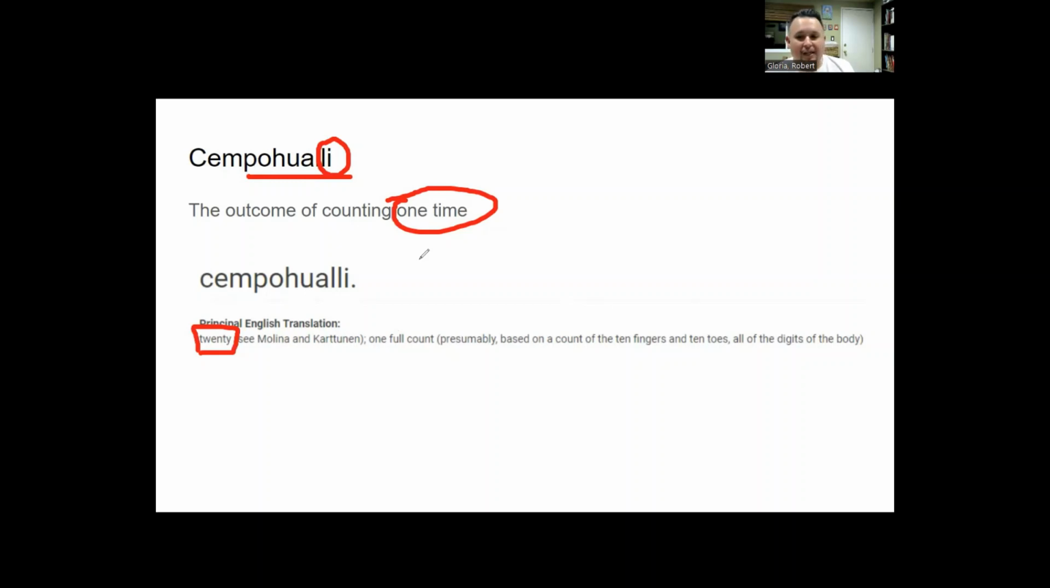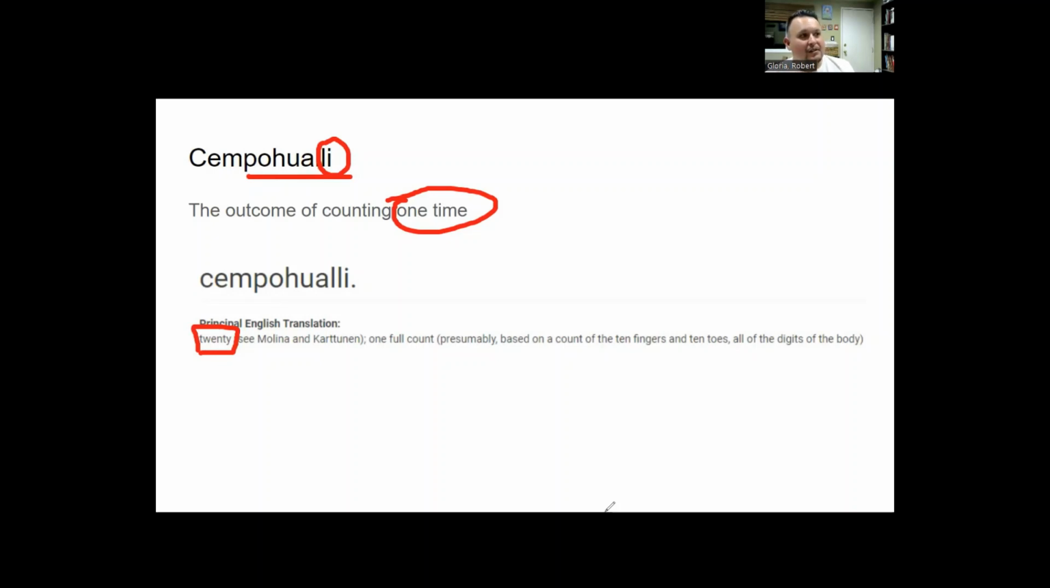You have sempohualli, 1 se, 21. Sempohualli, 1 ome, 22. And then you go on until you get to 40. And when you get to 40, it's omepohualli, because it means that you've counted 2 times now. So it's a base 20 calendar, right? Well, in this case, we're not talking about the calendar, we're talking about the number system. So it's a base 20 number system, in contrast to the Western base 10.